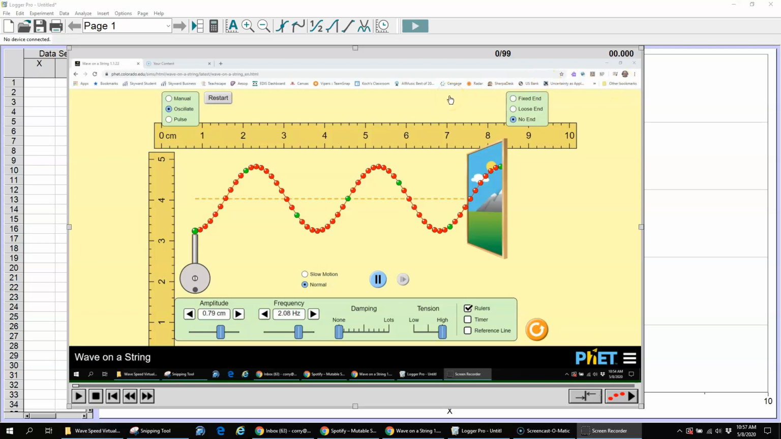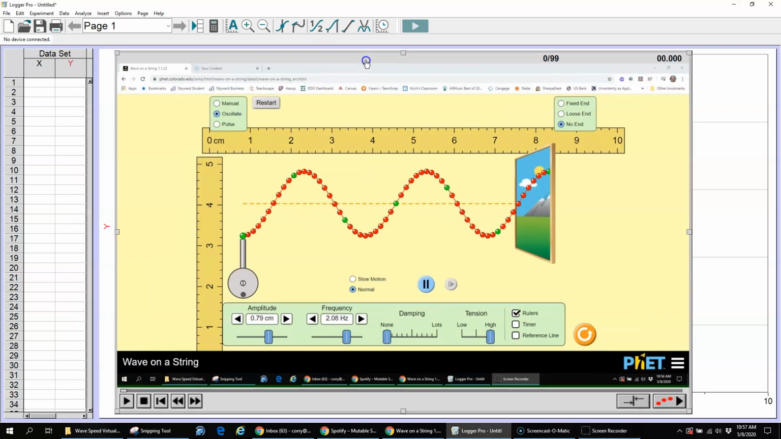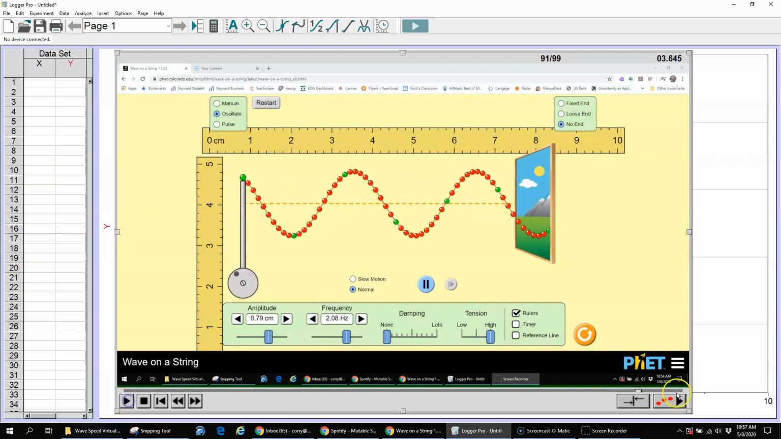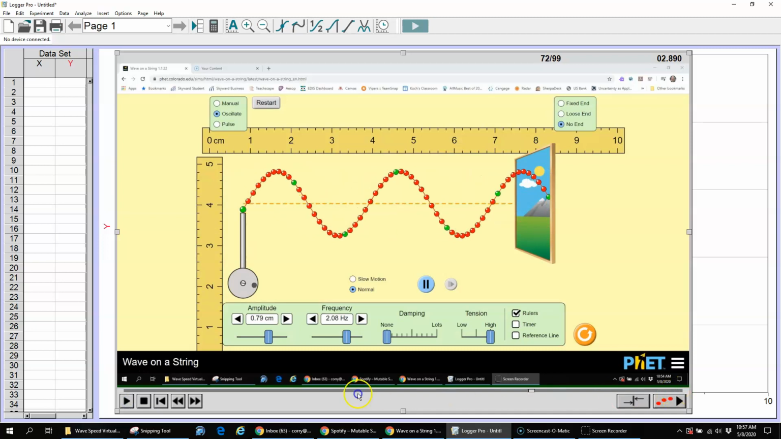Now, what if we were to use Logger Pro video analysis to measure the speed of this wave by graphing position versus time? Let's do it. I'll play the video. It's a little bit fast, so it gets a little bit hectic, but if we're going frame by frame, we should be able to sort of do this.